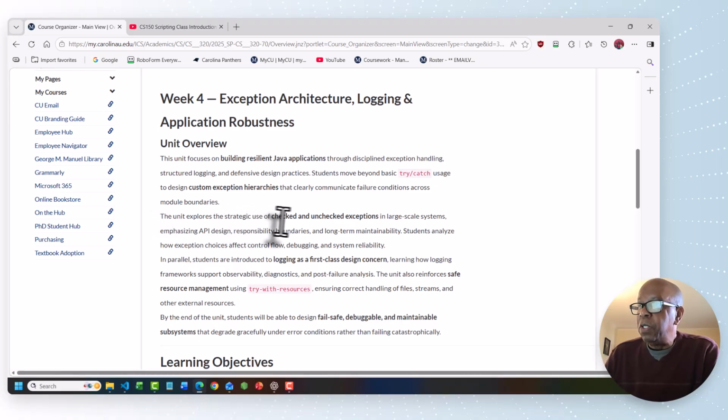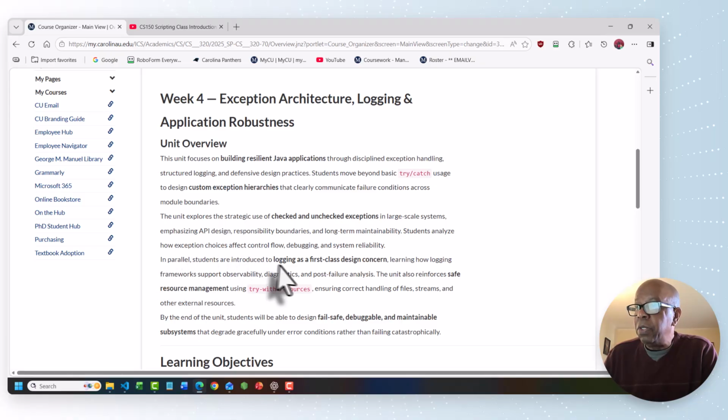The unit explores strategic use of checked and unchecked exceptions in large-scale systems, emphasizing application program interface design, responsible boundaries, and long-term maintainability. You will analyze how exception choices affect control flow, debugging, and system reliability. Depending on how you determine that you want to handle an error is going to affect how your program is going to work. So we're going to look at those alternatives.